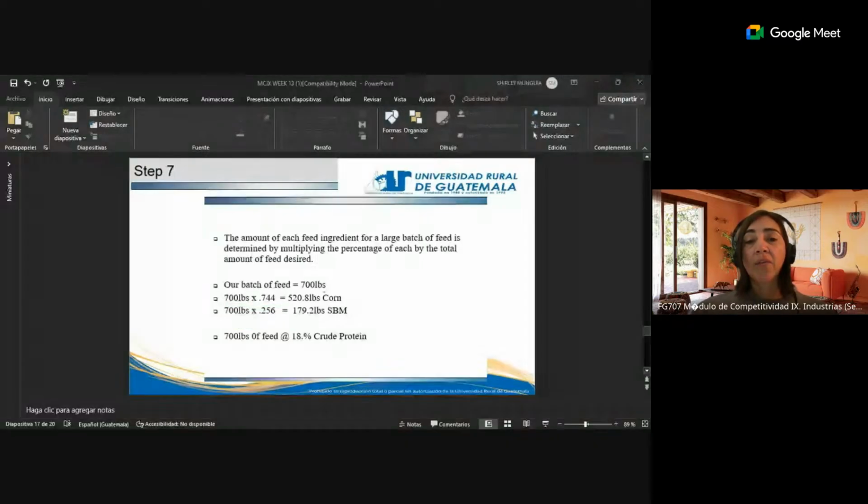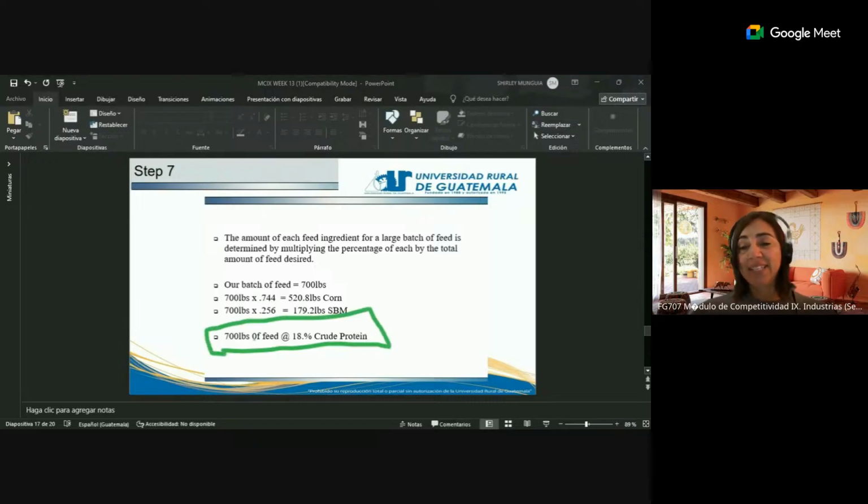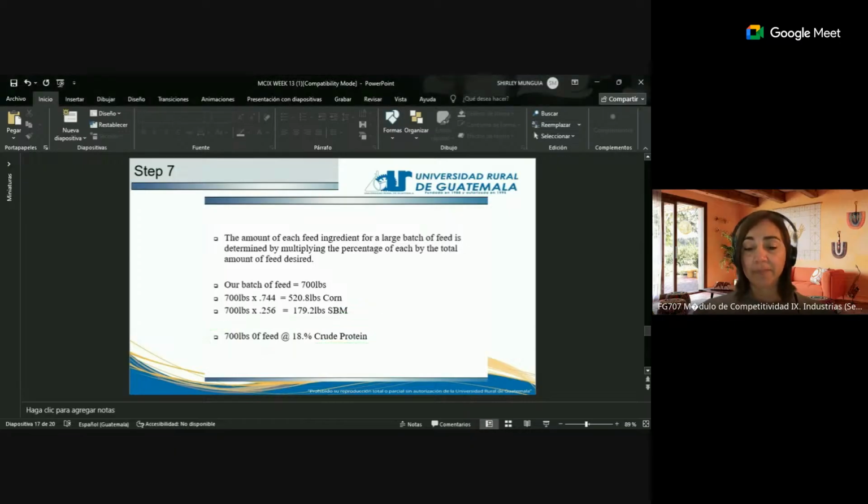So what if you add, we had in here these questions. You have this answer, 520 pounds plus 179.2. We have this answer that goes for the 700 pounds. So now we know that we need 520 pounds of corn and 179.2 pounds of soy. This is to complete the 700 pounds of feed with the 18% of protein. This is our final answer.